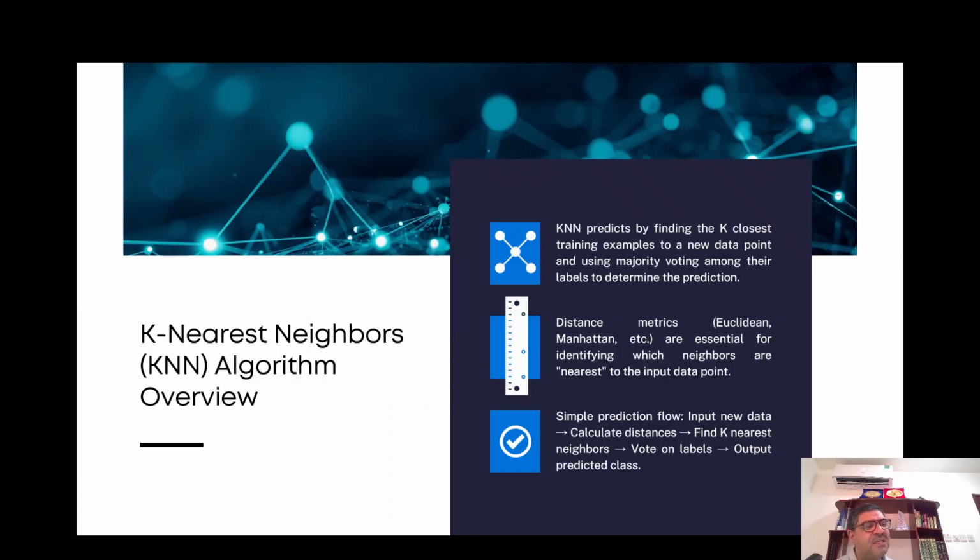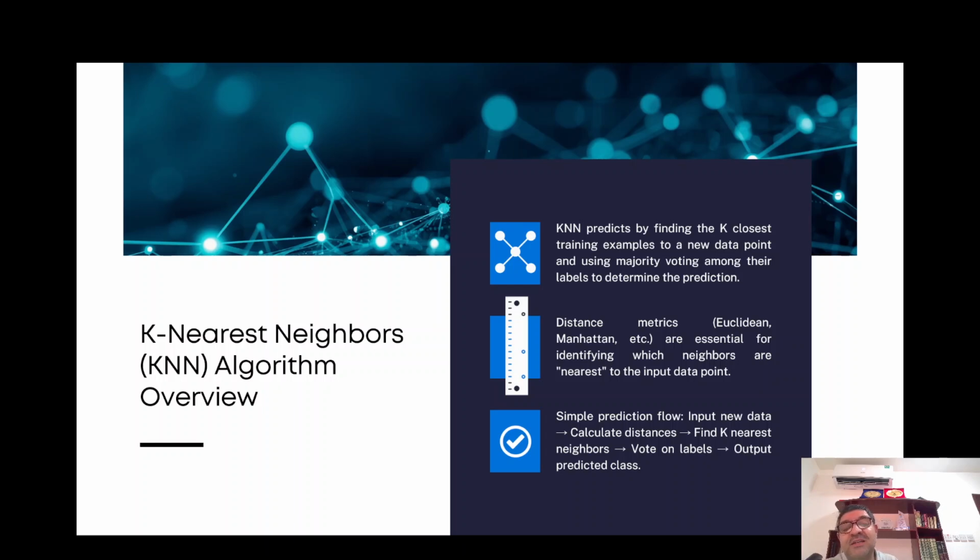K nearest neighbors, KNN algorithm overview. KNN predicts by finding the K closest training examples to new data. So it is finding K. K will be, for example, equal to 2. It will look at the closest neighbors and vote amongst them. We'll say K is equal to 2.